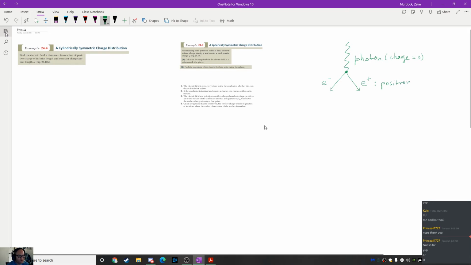Now, you'll notice that the charge of this is 0, the charge of this is -1, and the charge of this is +1. Exactly, the charge of the electron is exactly negative E, and the charge of the positron is positive E. They're not different in the slightest. They have exactly the same magnitude of charge, right? Then at this little vertex, where the photon turned into these two particles, charge is conserved, right?